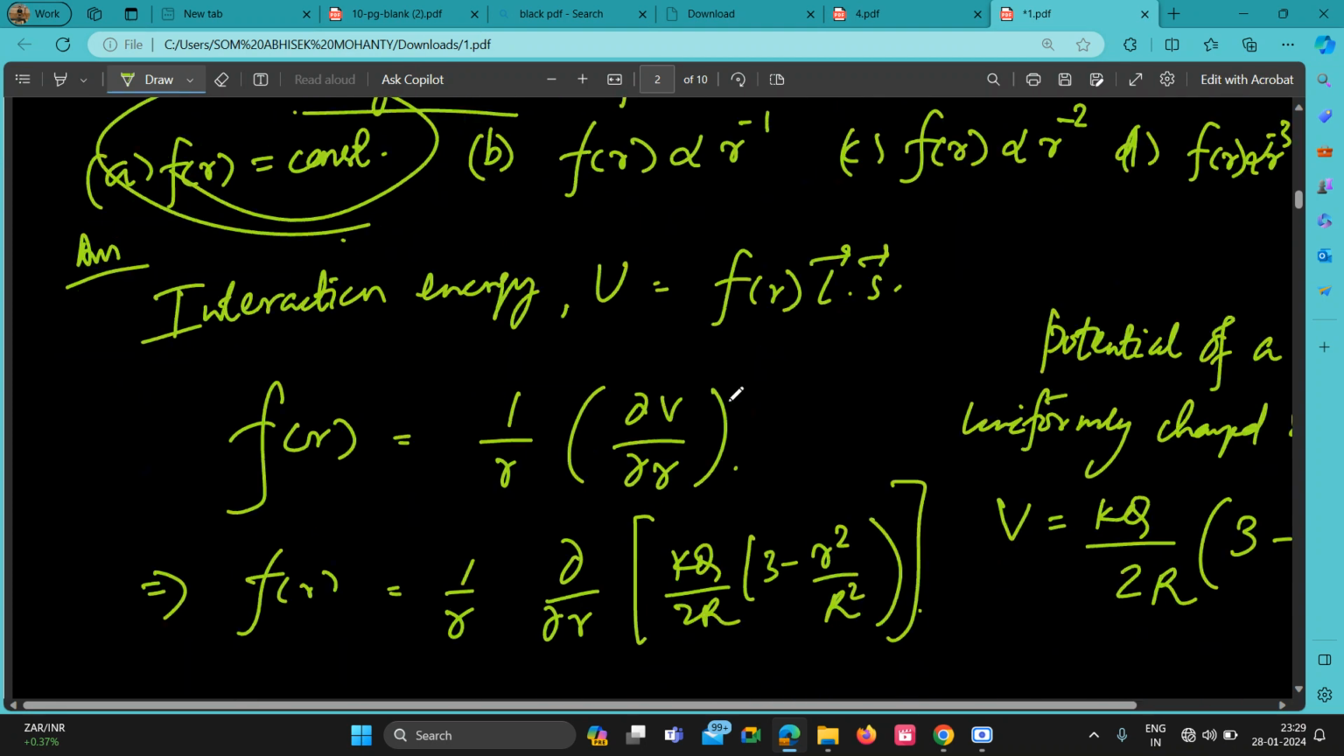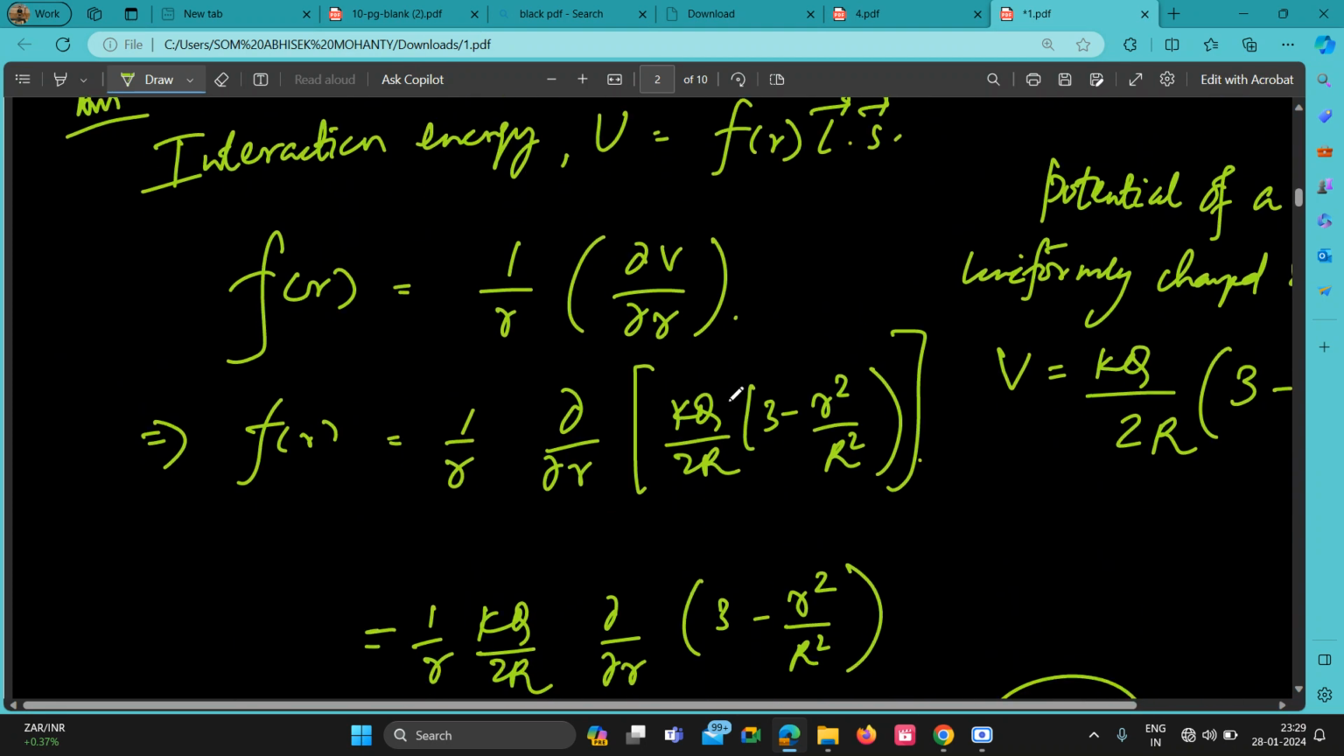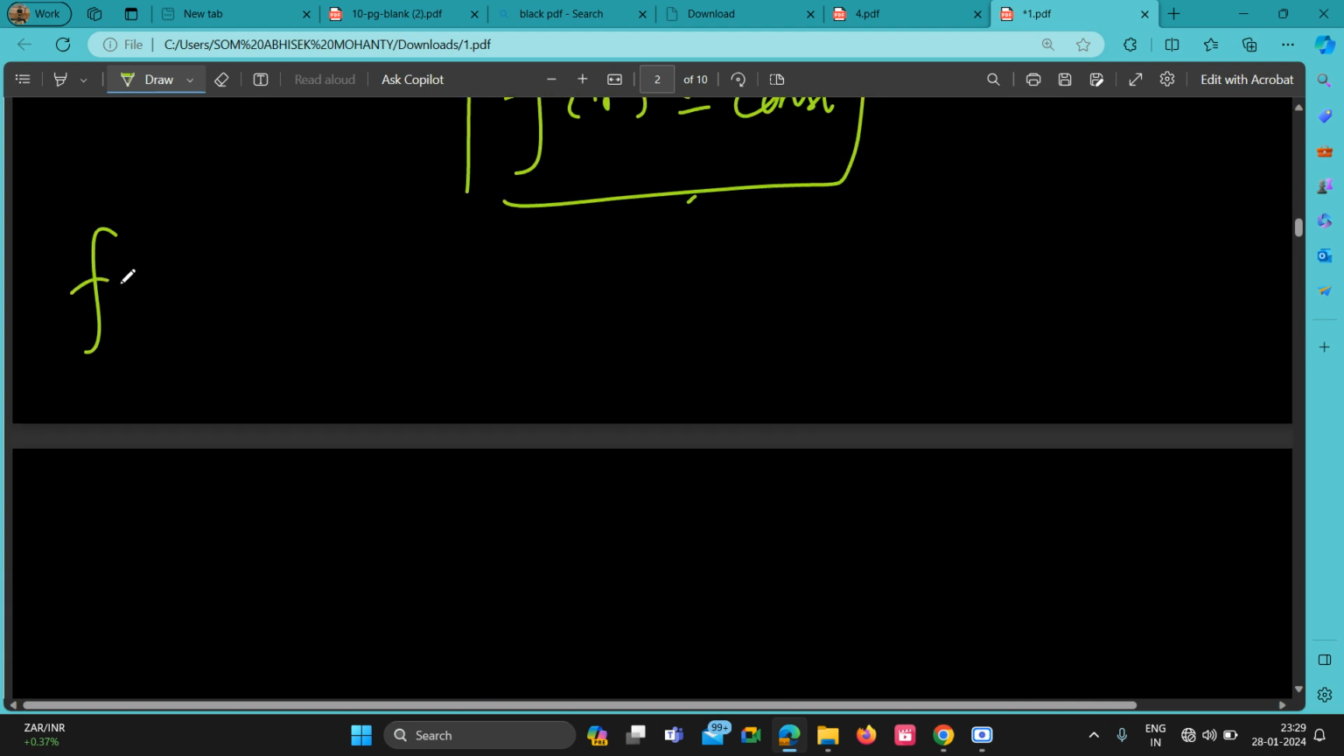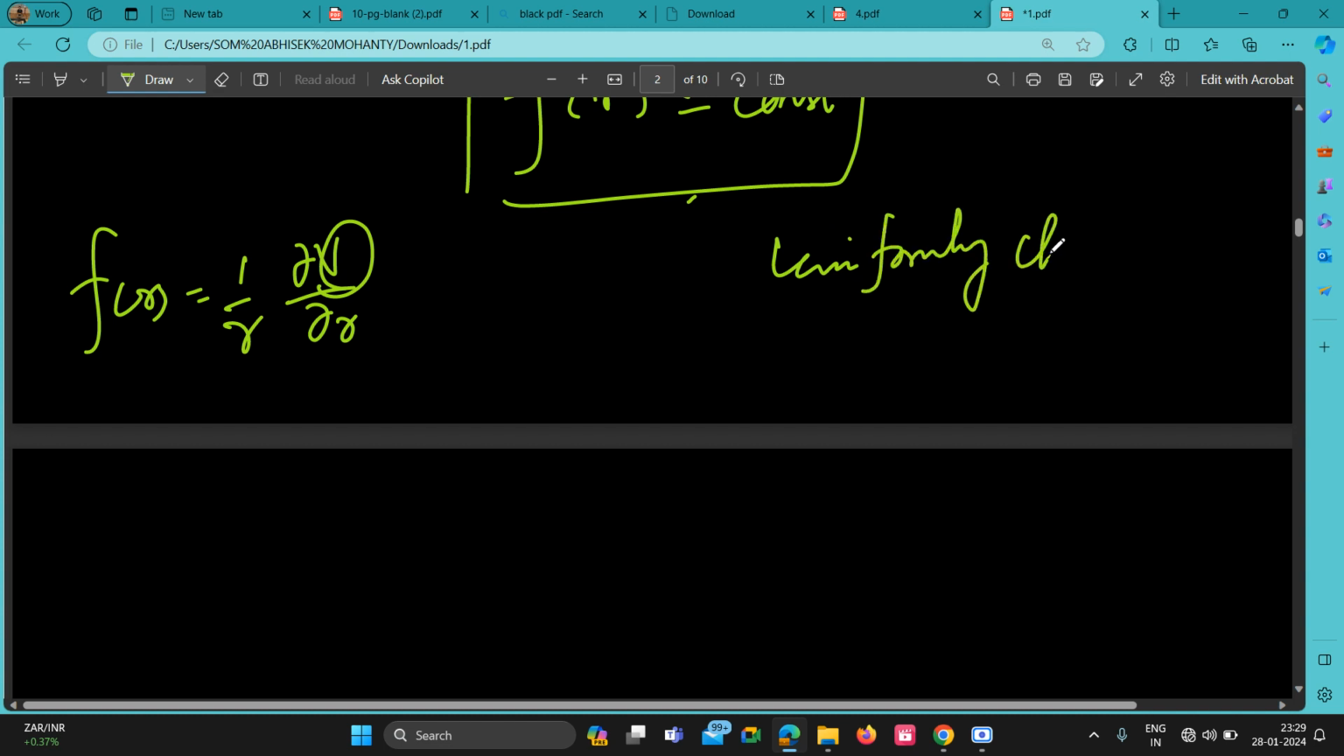Again, a very good question, but you need to know these things. First of all, Fr is how much? 1 by r del V by del r. This is Fr. Now, what is del V by del r? What is V? Here it is given that the electron is moving inside a uniformly charged sphere.